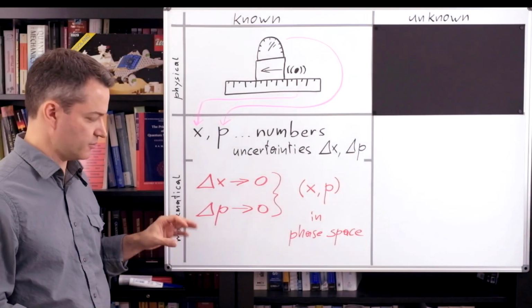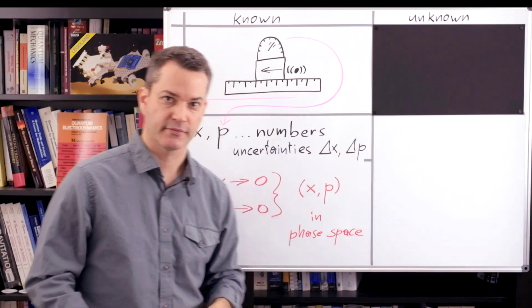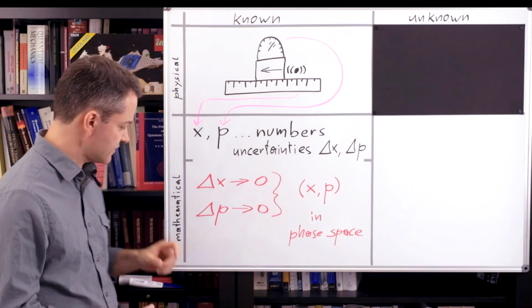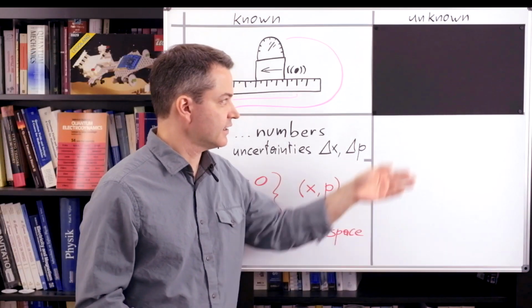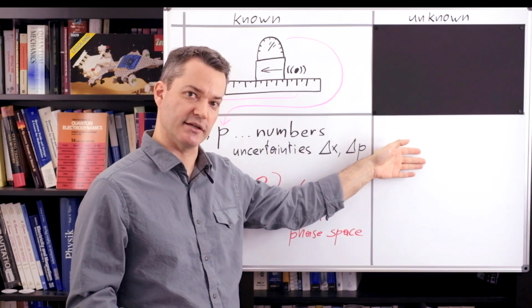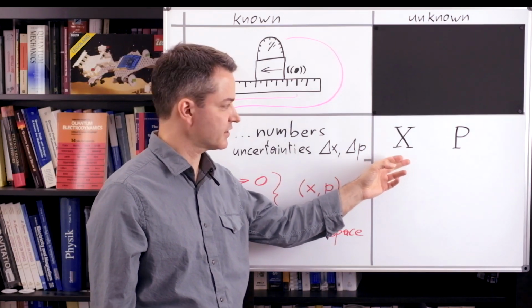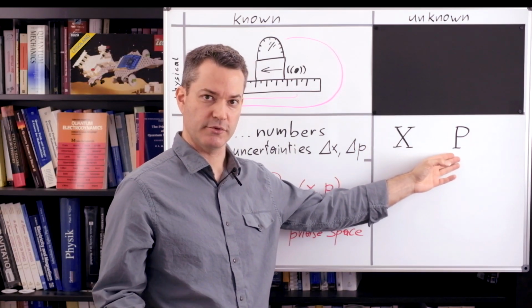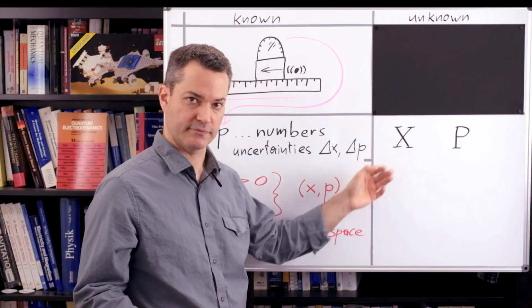What we really want to do is to predict as yet unknown physical quantities. Quantitative predictions are based on mathematical methods. So the first question is, how do we represent unknown physical quantities mathematically? Let's write uppercase X for the unknown position and uppercase P for the unknown momentum. What kind of mathematical objects are these?